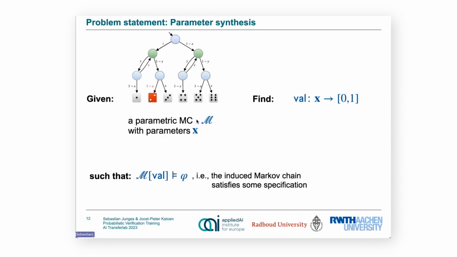And that leads me directly to one of the fundamental problems that we're trying to decide here. We're given a parametric Markov chain with these parameters, and we want to find a value of these parameters such that after replacing the parameters with these values, the Markov chain satisfies any of the specifications that we've seen in the first parts of the tutorial today. And in particular, in this talk, let me just say we want to reach the red state with a probability that is at least or at most lambda.